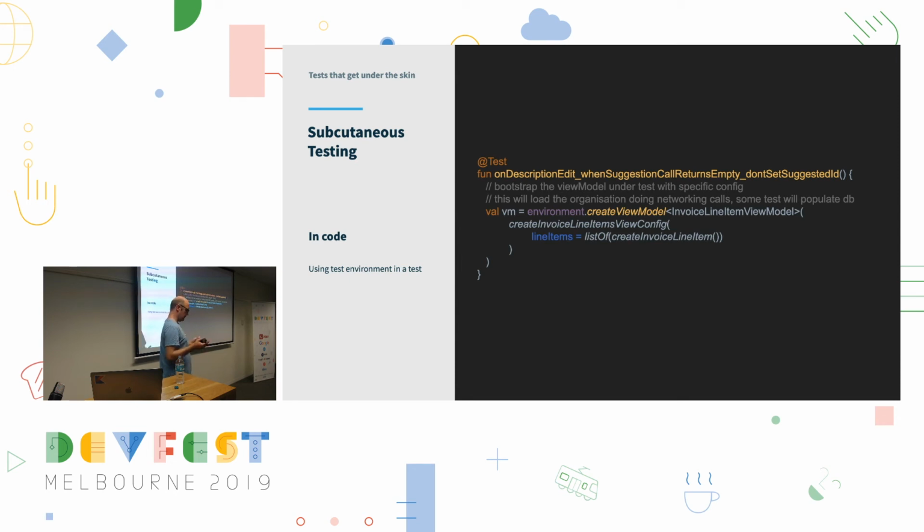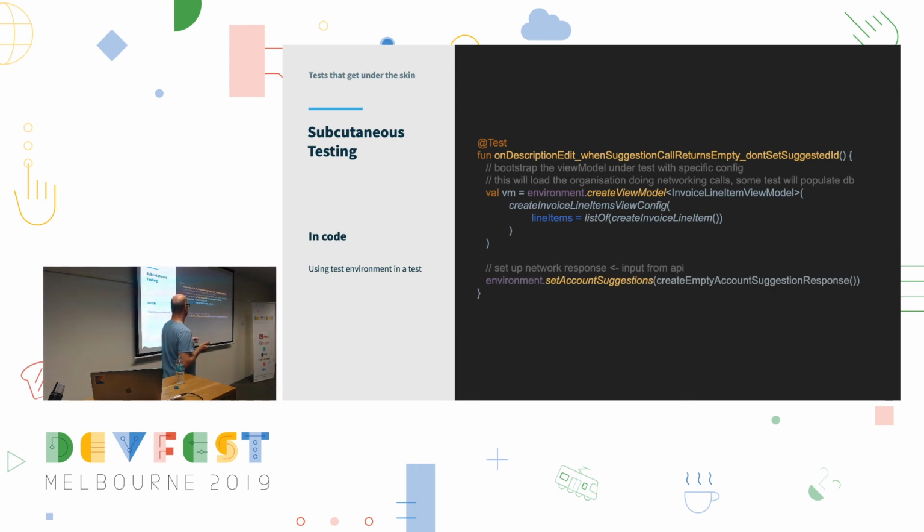Then let's look at the test case, right? This bootstraps the view model with a specific configuration. In this case, we're bootstrapping something that edits line items in an invoice, and we configure this with a single line item. Just by spinning up, we implicitly make the call to actually load the org, and the sky is really the limit here. We could also fill caches in our database or make 20 networking requests, because that's what the view model depends on.